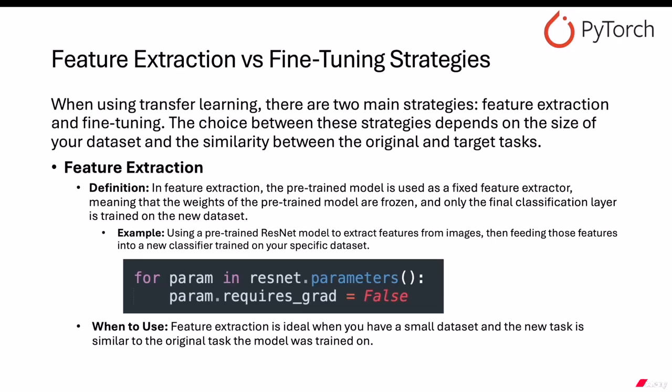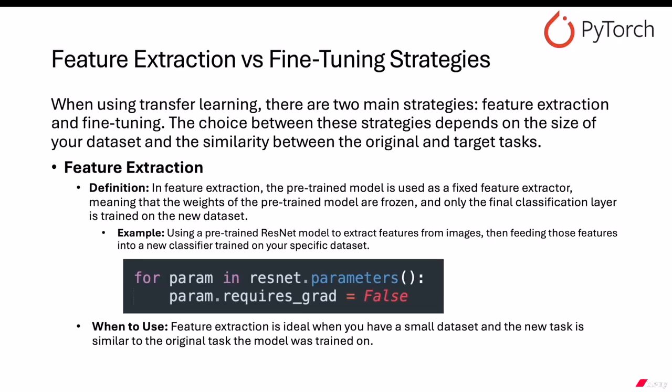The choice between these strategies depends on the size of your dataset and the similarity between the original and target tasks. Feature extraction. In feature extraction, the pre-trained model is used as a fixed feature extractor, meaning that the weights of the pre-trained model are frozen and only the final classification layer is trained on the new dataset. An example is using a pre-trained ResNet model to extract features from images, then feeding those features into a new classifier trained on your specific dataset.